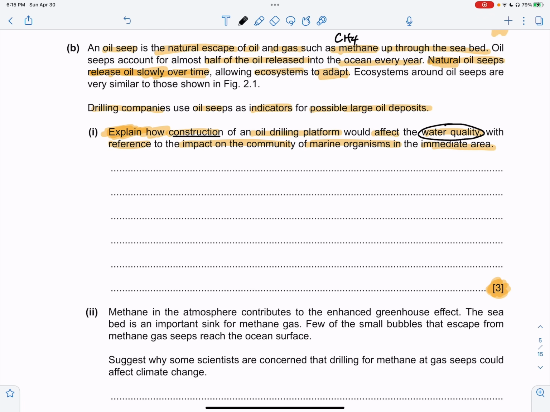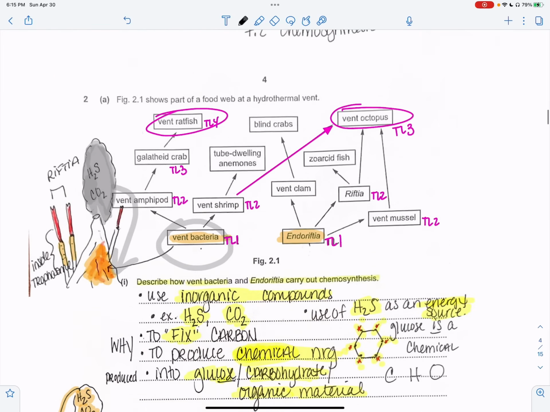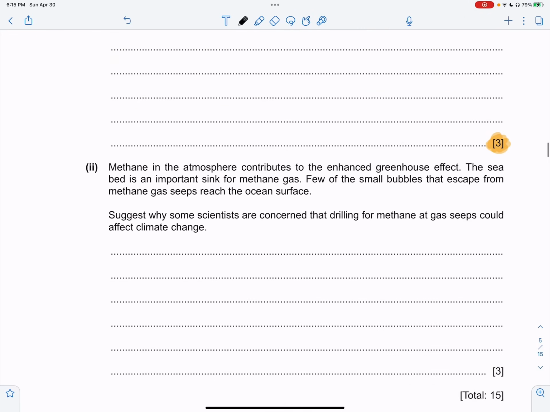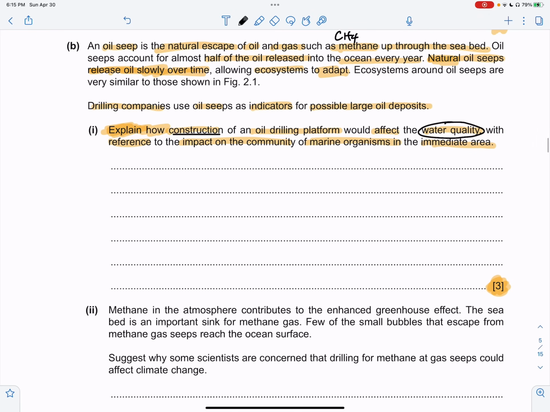And I'm going to assume that we're not going to go with this is going to block sunlight, because your photic zone is about 150, max 200 meters in the ocean. And I'm going to assume this oil seep being at the seabed is not where photosynthesis will be occurring. Also considering they said very similar to the figure shown in 2.1, and this is chemicals. So this is not using energy from the sun. So the first thing I'm going to talk about is the sediment release.